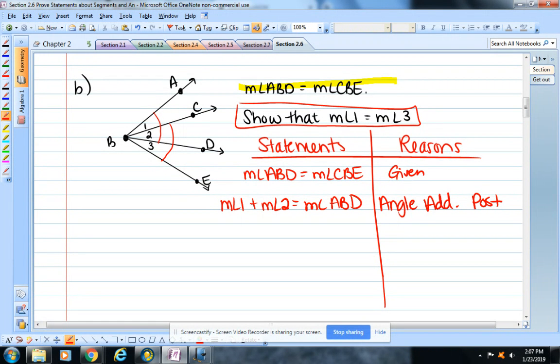So we're going to do the same thing now for angle CBE, right? What two little angles make up CBE? 2 and 3. So the measure of angle 2 plus the measure of angle 3 equals the measure of angle CBE. So that was also the angle addition postulate.